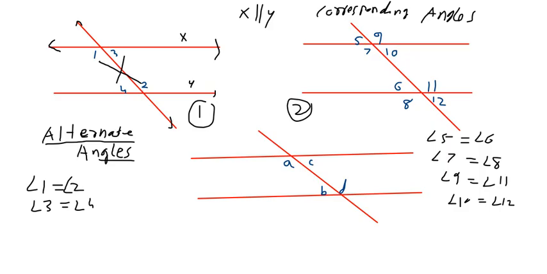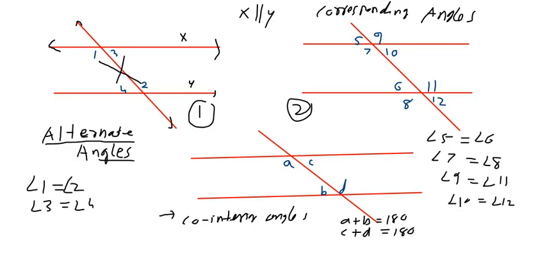And the last one, they are called co-interior angles. What is the speciality if the lines are parallel? Then A plus B equals 180. The sum of co-interior angles is always supplementary, 180, and C plus D is 180.